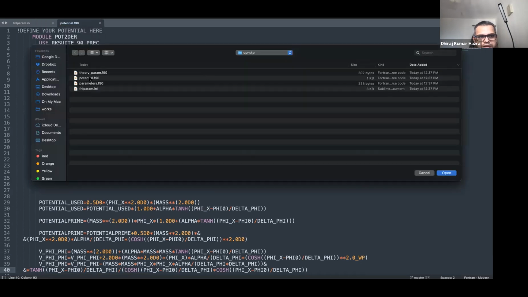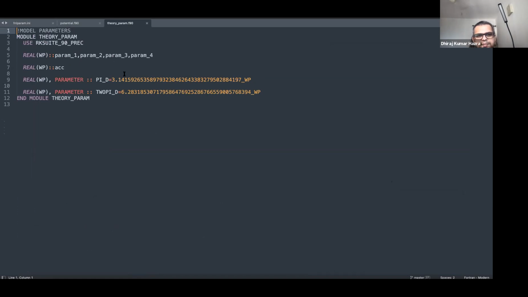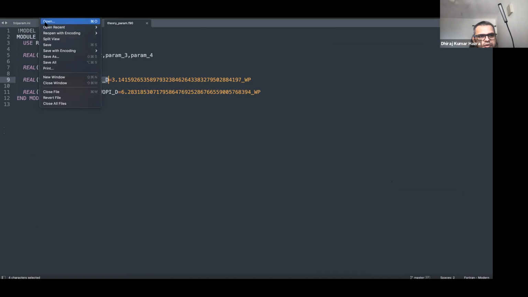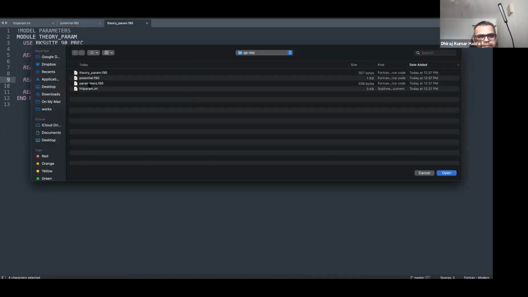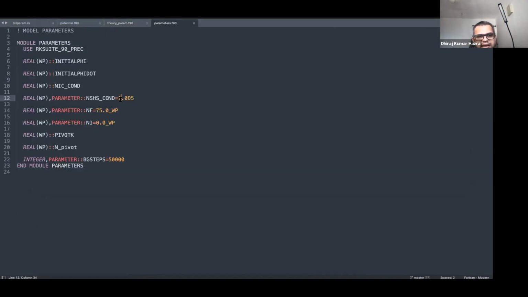Let me see what else it contains. Theory param dot f90. It's very simple, we have defined pi and 2 pi. Don't have to worry about that. Open parameters. Okay. And NSHS condition, although it is saying 10 to the 5, basically we are dividing.